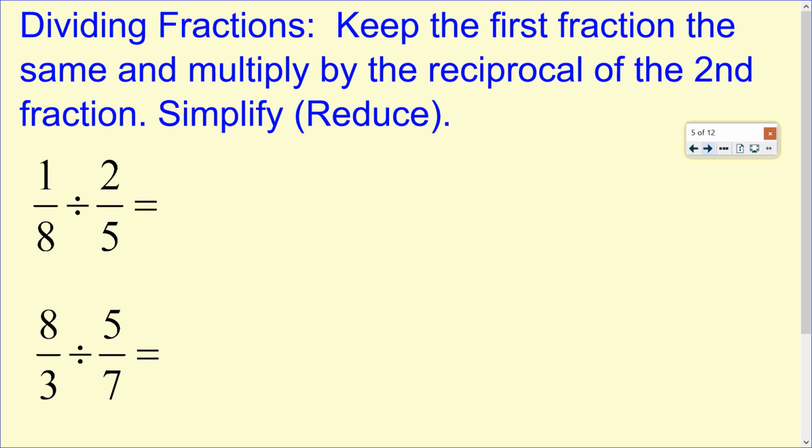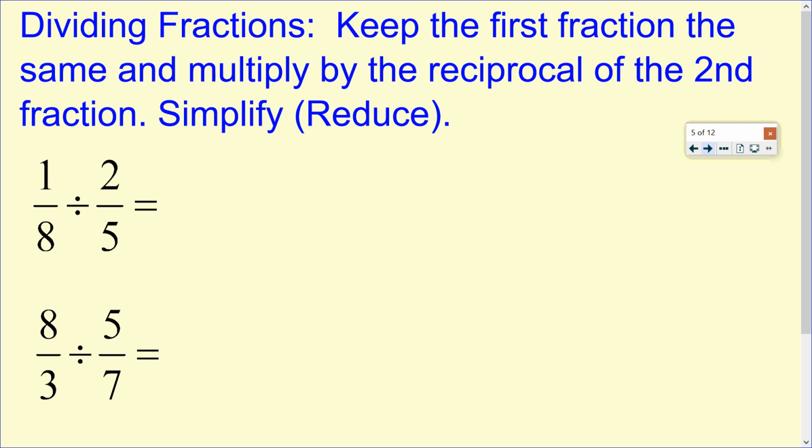Awesome. Dividing fractions is like multiplying fractions. We're going to keep the first fraction the same, and instead of dealing with the second fraction as it's written, we're instead going to multiply by its reciprocal. Does anybody remember what reciprocal means? Say flip it, right? Upside down? Okay, numerator goes to the denominator, denominator goes to the numerator.